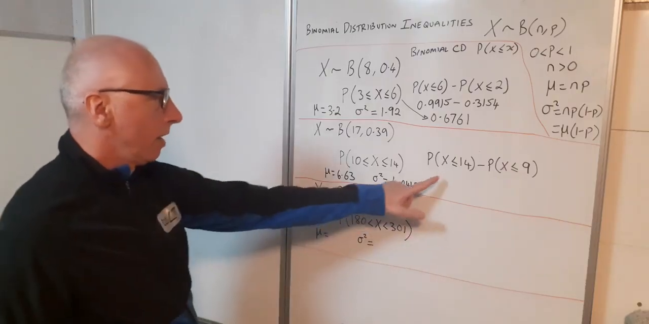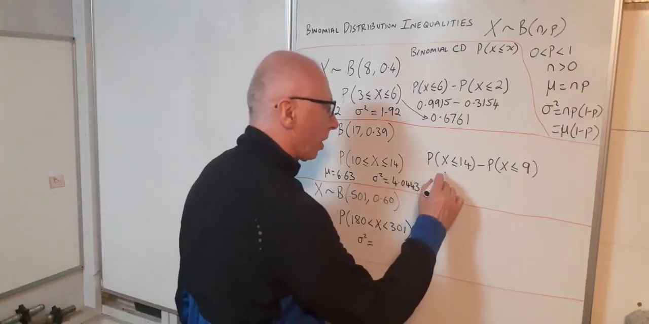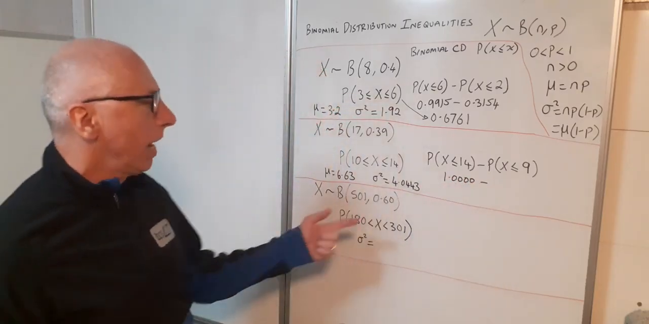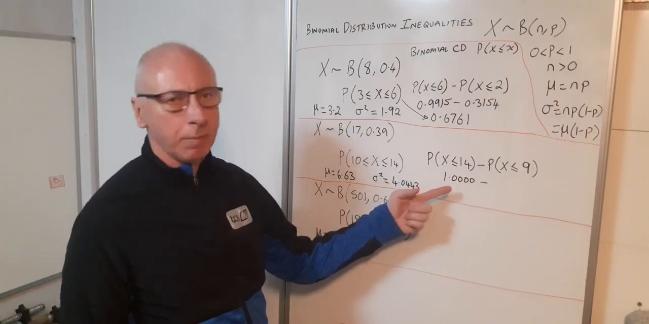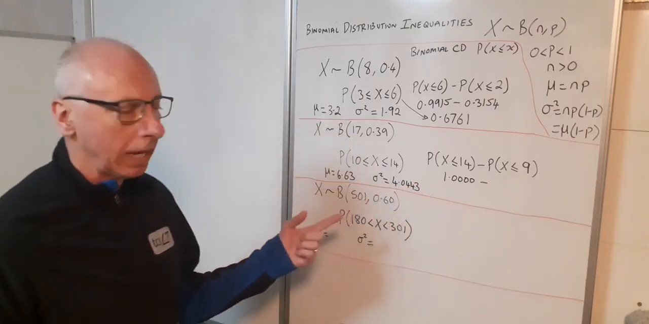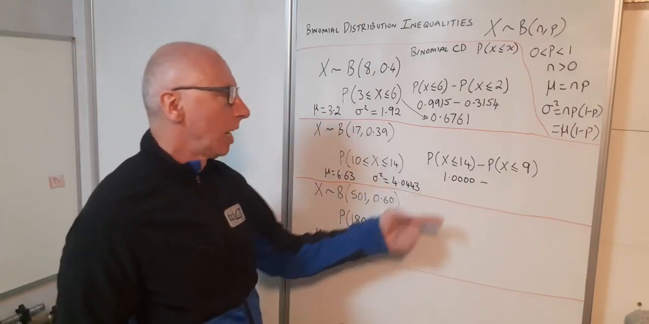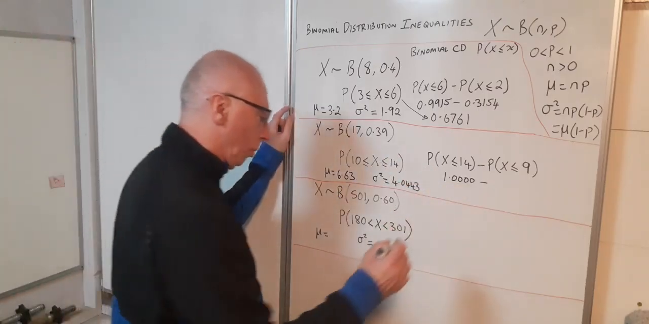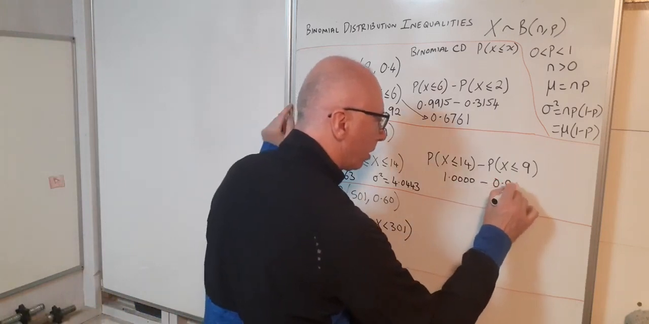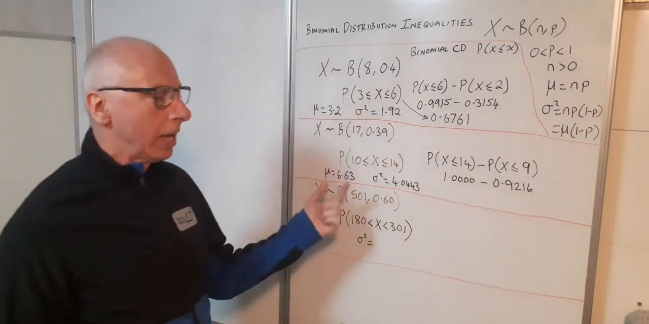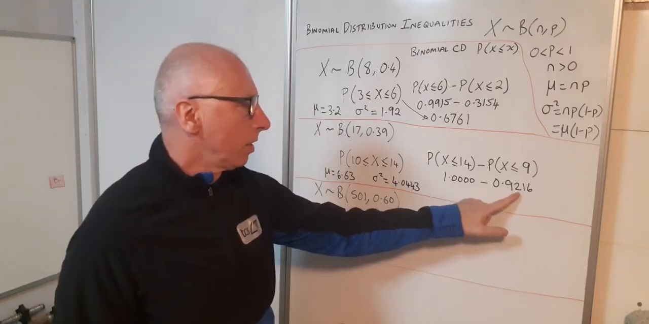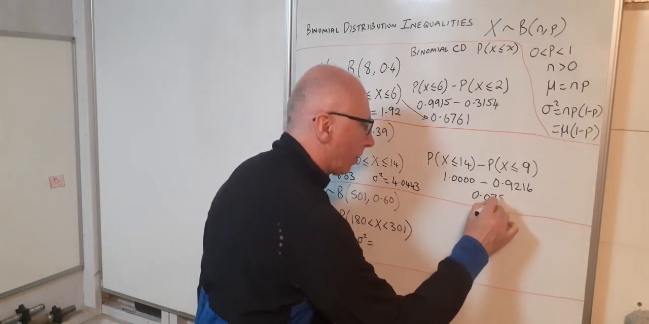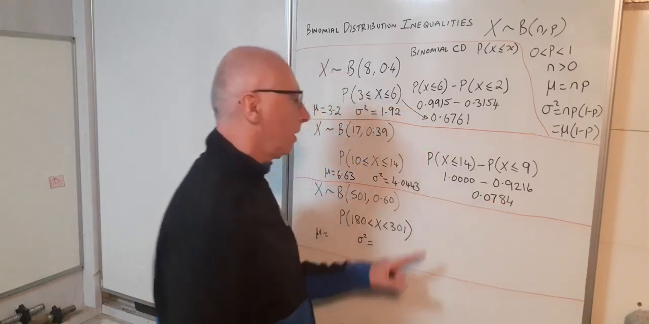So if we do that, this one is going to give us 1.00 as good as. I know it's going to be slightly less than that, but maybe to about 20 decimal places. So it's good enough to be 1. Then we subtract from probability x is less than or equal to 9, which is 0.9216. So do that in your calculator, you get 0.0784. That's our probability for this one.